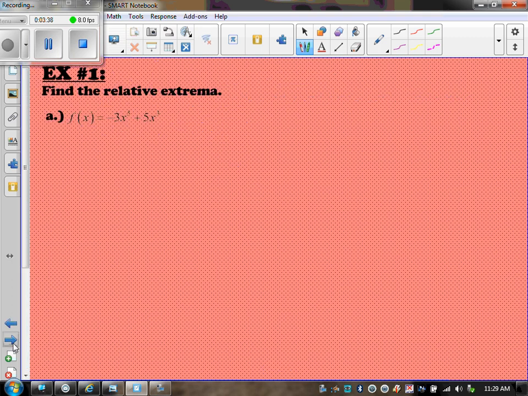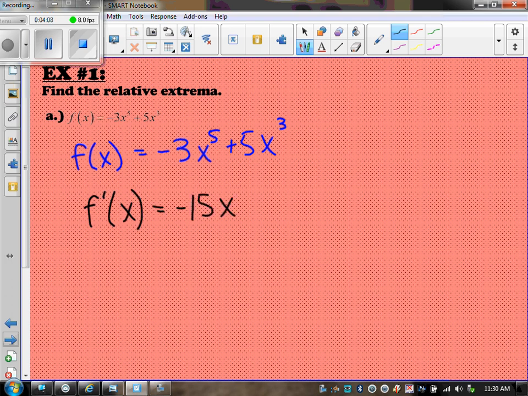Let's go ahead and practice the second derivative test. This is kind of hard to see, but you have your examples out on your notes here. My function is f of x equals negative 3x to the fifth plus 5x to the third. And I want to see if there are any relative extrema. That means relative maximums or relative minimums, right? Before I can do anything with those, the first thing I need is my first derivative. I'm going to take my first derivative here and get negative 15x to the fourth plus 15x squared.